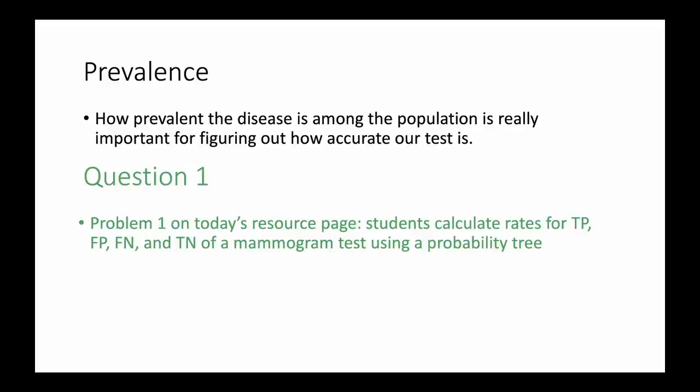Okay, if everybody could take a look at the resource page, the one we were using yesterday. On the back, there's a first question. We'll give you about 5 minutes to work on that. What you're doing is calculating the percentage likelihood of a false positive, a false negative, a true positive, and a true negative of a mammogram test, using the three assumptions that we had. So read it.